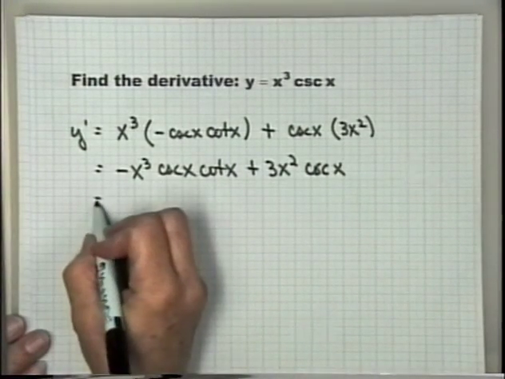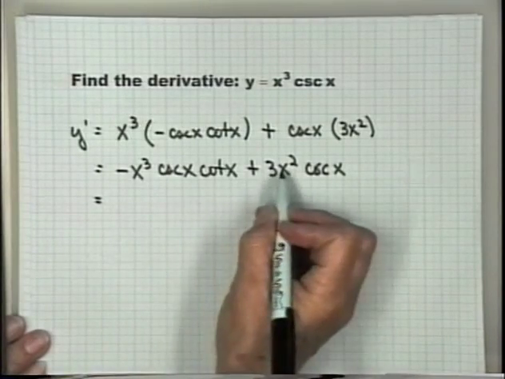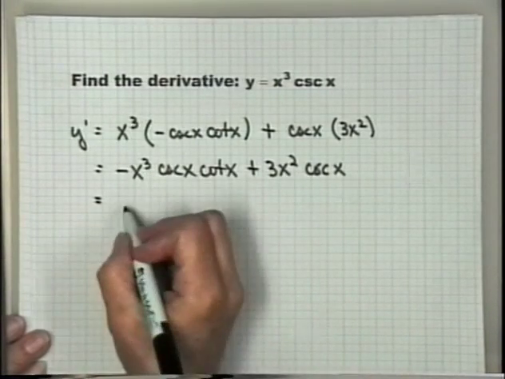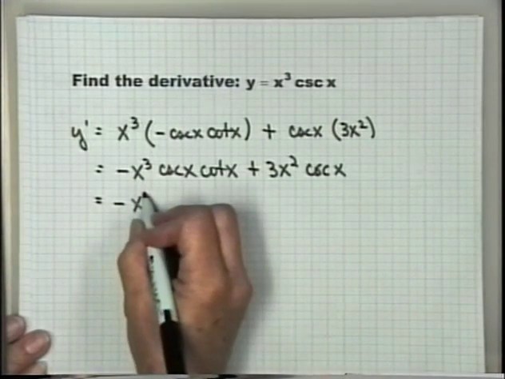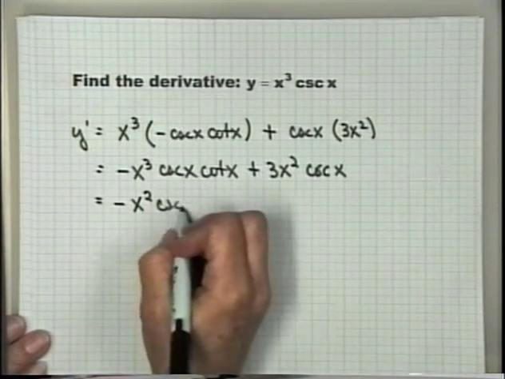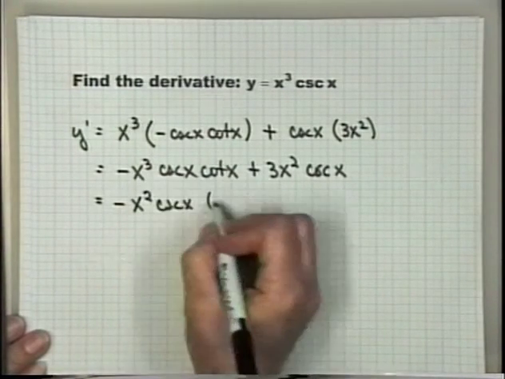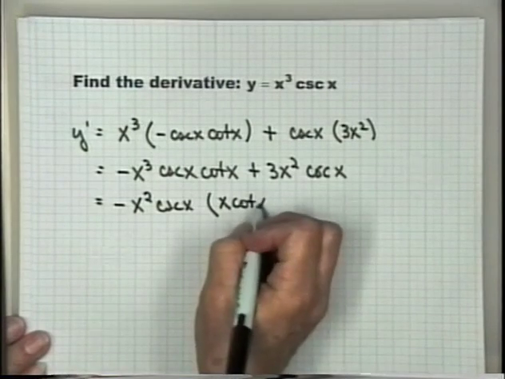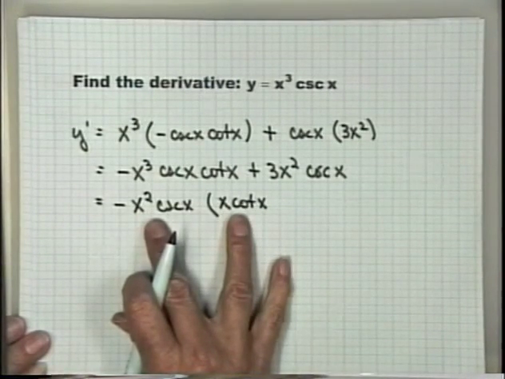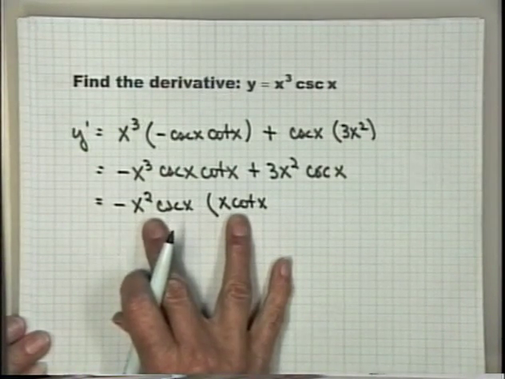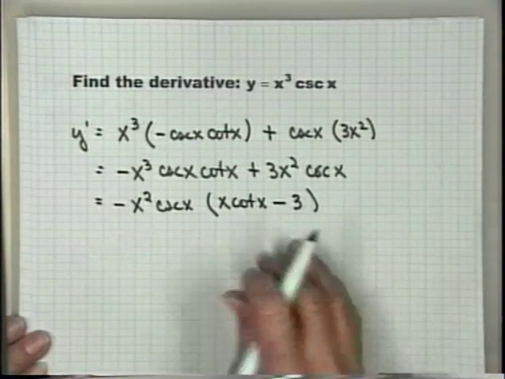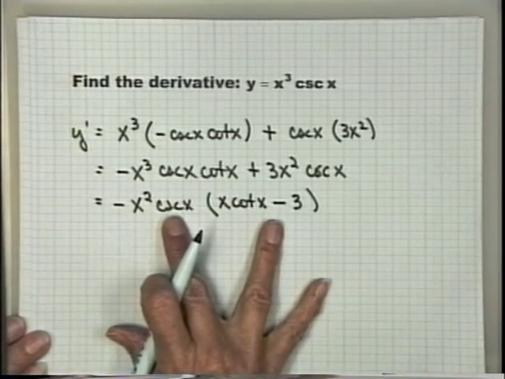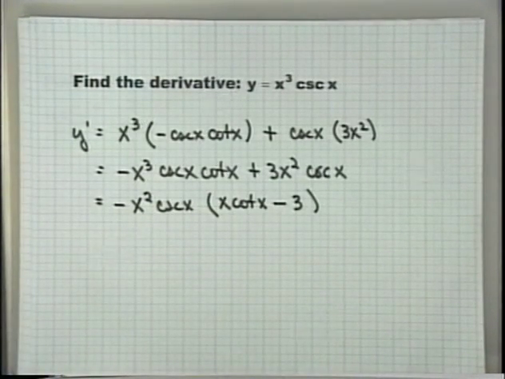Now, if you want to do some factoring here, you could factor out x squared, you could factor out a cosecant, you could also factor out a negative if you want to. I think I'm going to do it that way. I'm going to factor out negative x squared cosecant x. So I would have an x times a cotangent here. Notice if you multiply these, you get your negative x cubed cosecant x cotangent x. And then minus 3 would give you your plus 3x squared cosecant x. That's about all you can do in terms of simplifying this one.